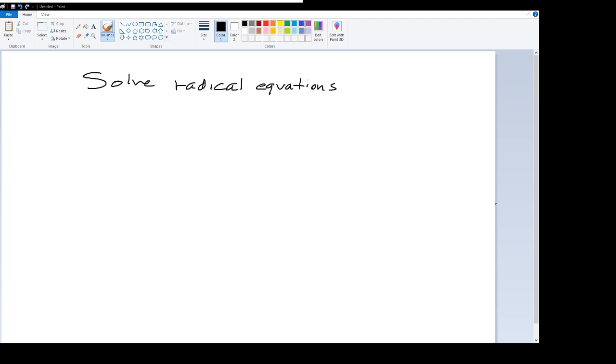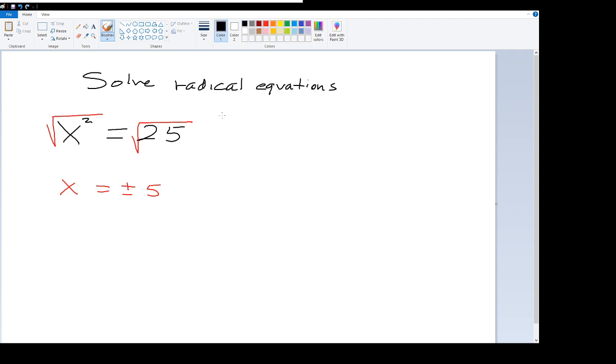Okay, students, in this video we are looking to solve radical equations. And before we get started, let's look at some basic knowledge that we will need. If I have x squared is equal to, let's say, 25, to get x by itself, we would have to square root everything. So this will give me x is equal to plus or minus 5.